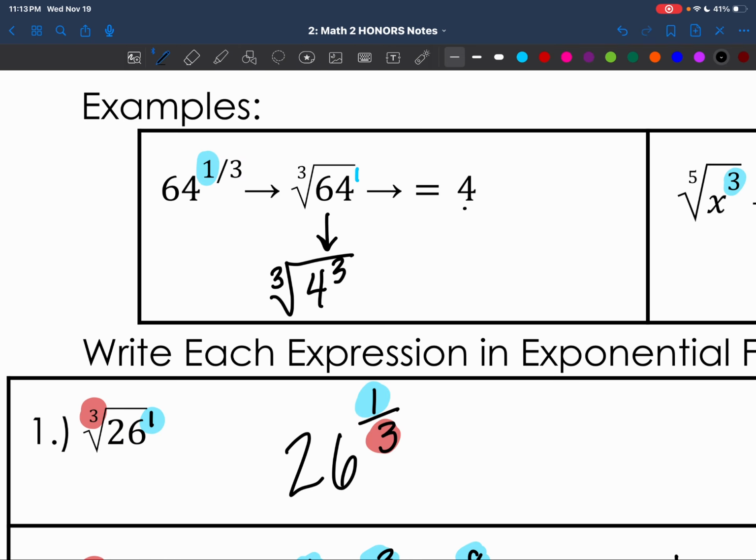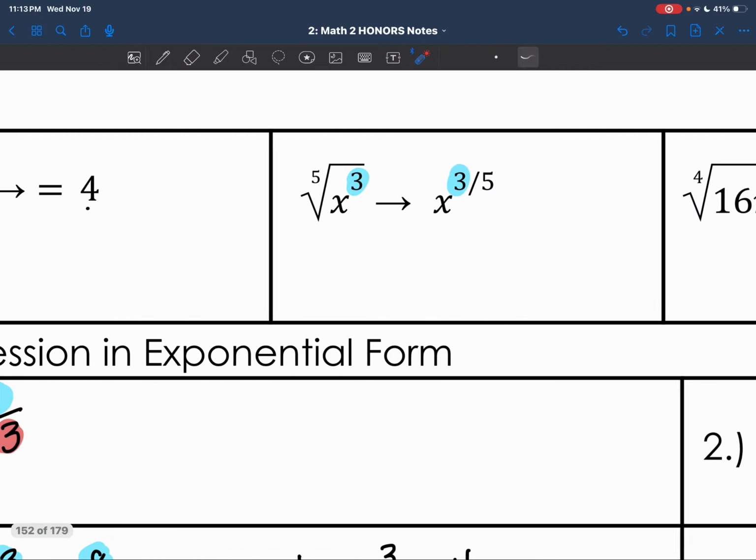So if you notice, since my index is 3, every time I have a group of 3, you're going to take your radicand outside, which would be 4. Or if you think about it, your cube and your cube root cancel each other out, so you're just left with 4.